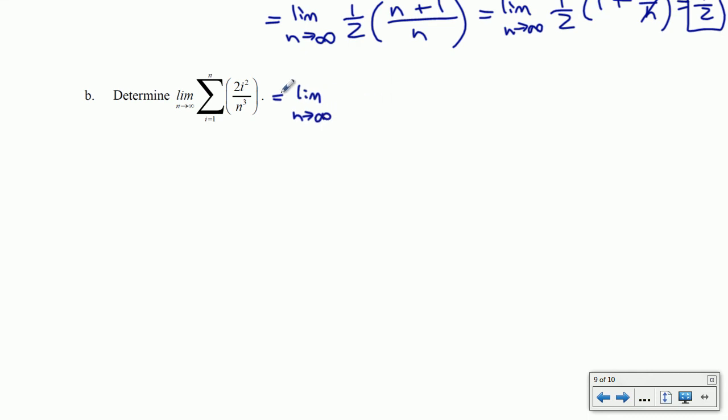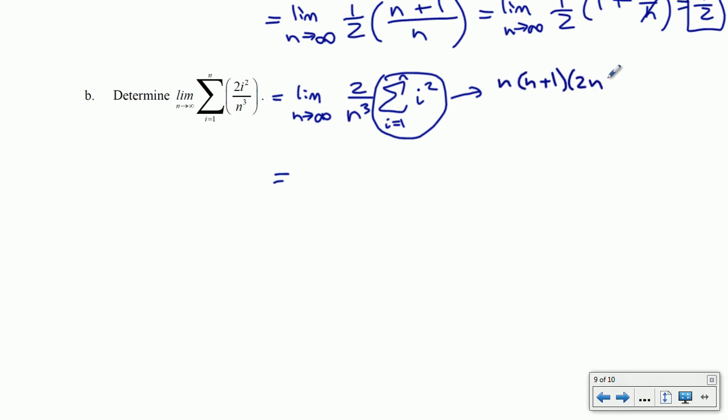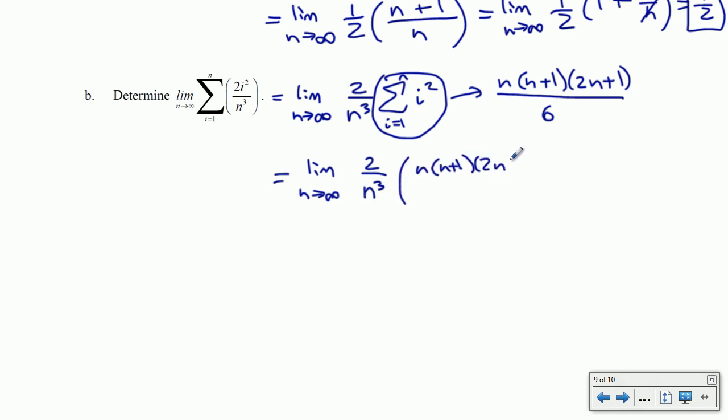So that's what we're going to do. Limit as n approaches infinity. We're going to factor the 2 out as well from the sigma. So we have 2 over n cubed and the sum of just i squared from i equals 1 to n. So we have an expression for this that we can substitute, which is n times n plus 1 times 2n plus 1 over 6. So next we'll get limit as n approaches infinity, 2 over n cubed times n times n plus 1, 2n plus 1 over 6.